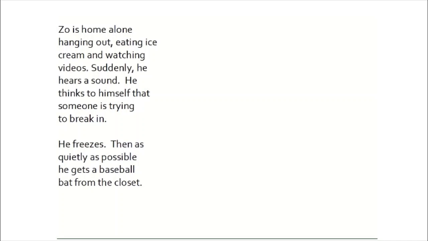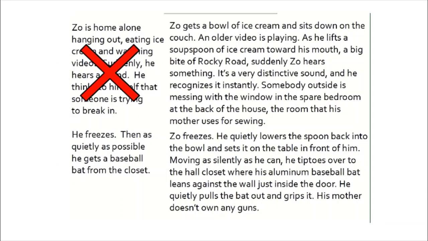You've seen another really good example of this recently. When we read Fear, the author didn't just say that Zoe was home alone hanging out eating ice cream and watching videos, and suddenly he heard a sound, and he thinks to himself that someone's trying to break in. No. Instead of listing the events, the author gives us lots and lots of descriptive details. There's not a lot of dialogue because Zoe's alone, but look at all these details.